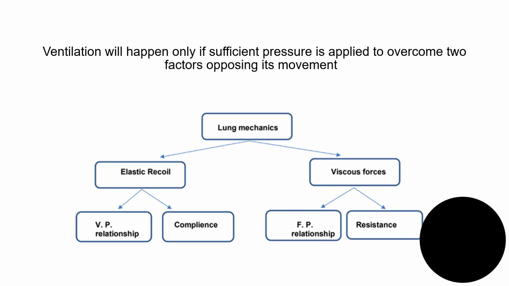In this session, we will continue where we stopped in this slide, where we mentioned that ventilation will happen only if sufficient pressures are applied to overcome two opposing factors. We will be talking about the first factor, which is the elastic recoil, in more detail.